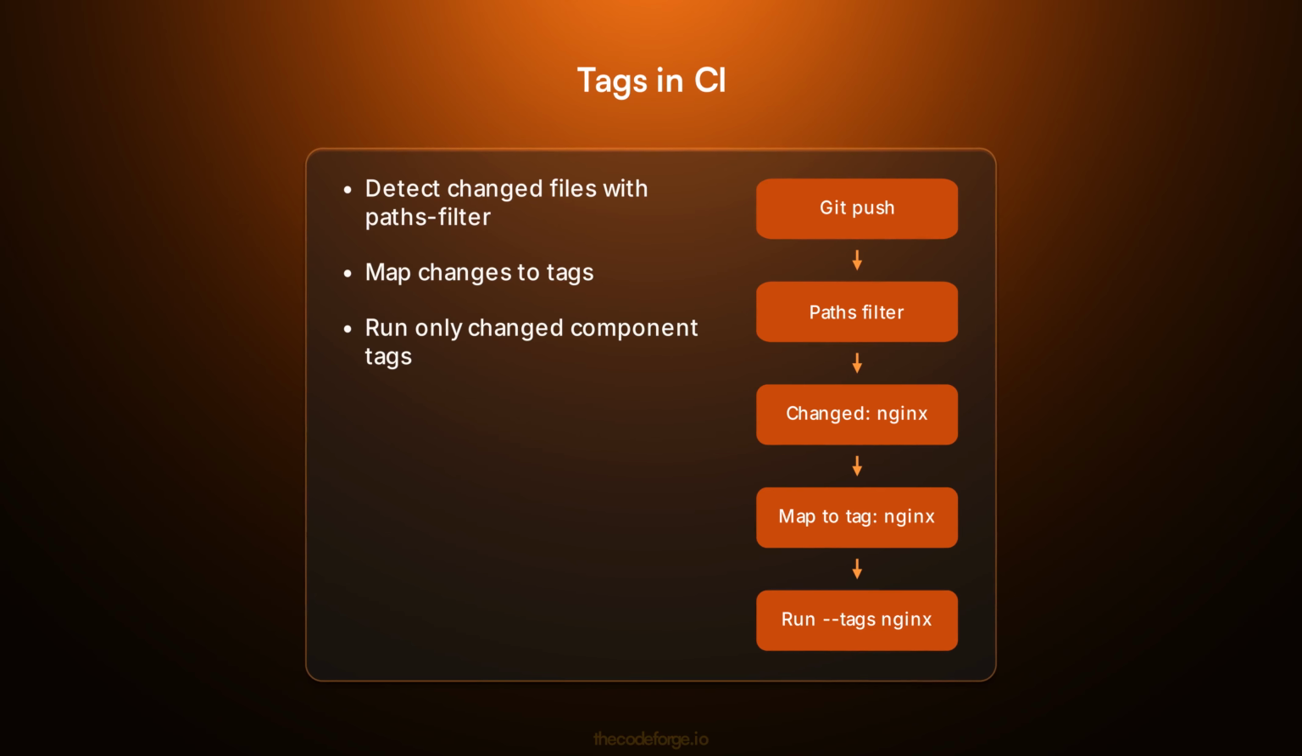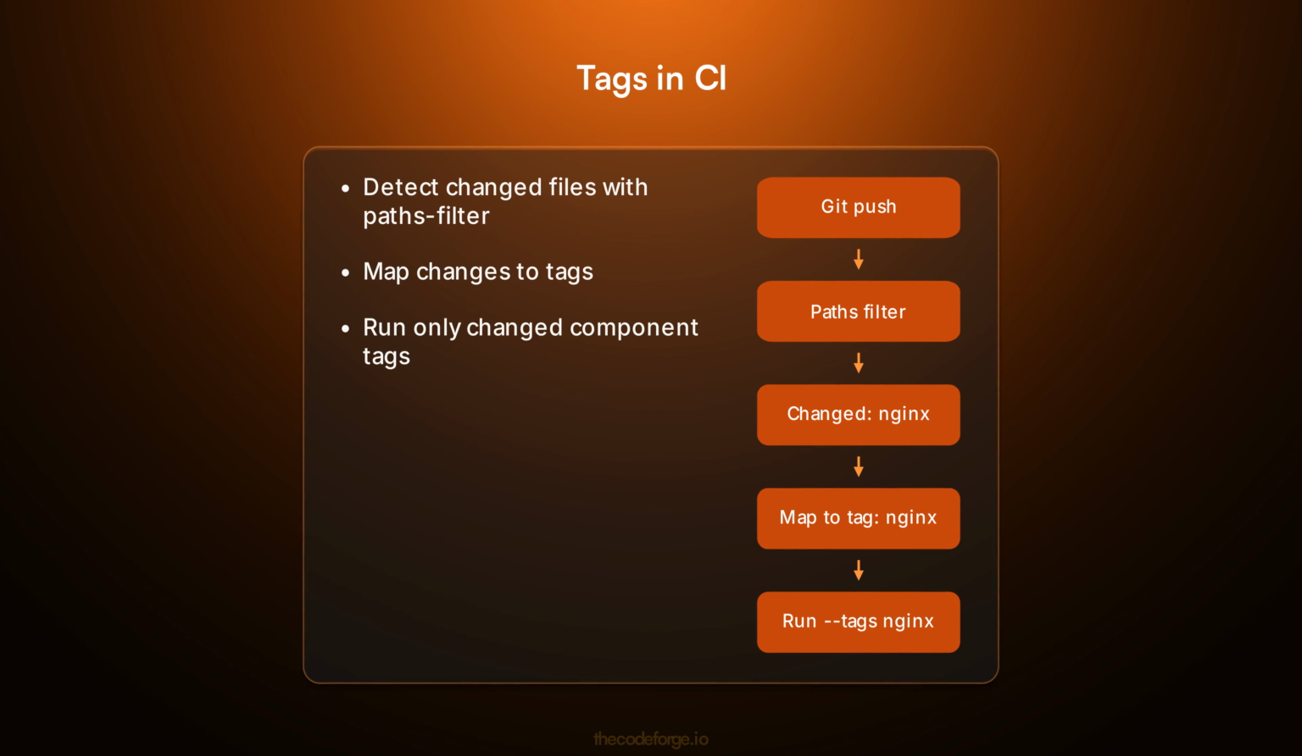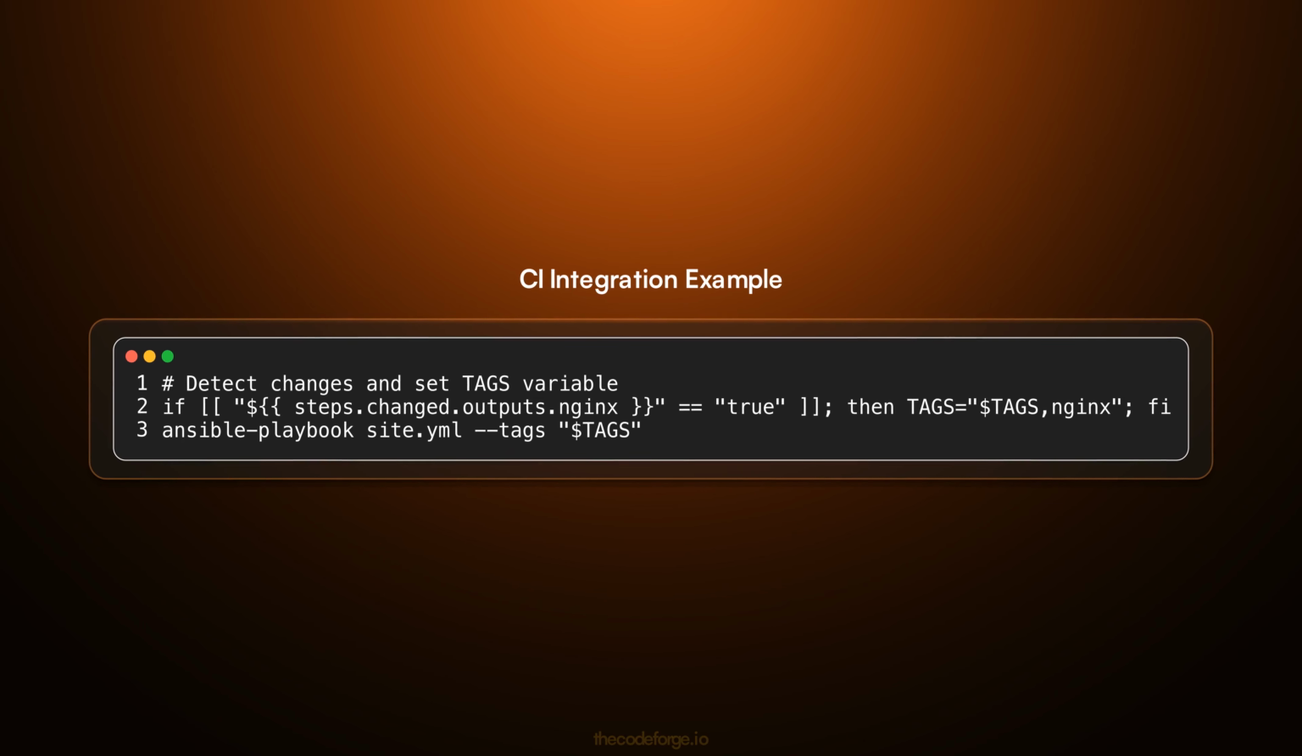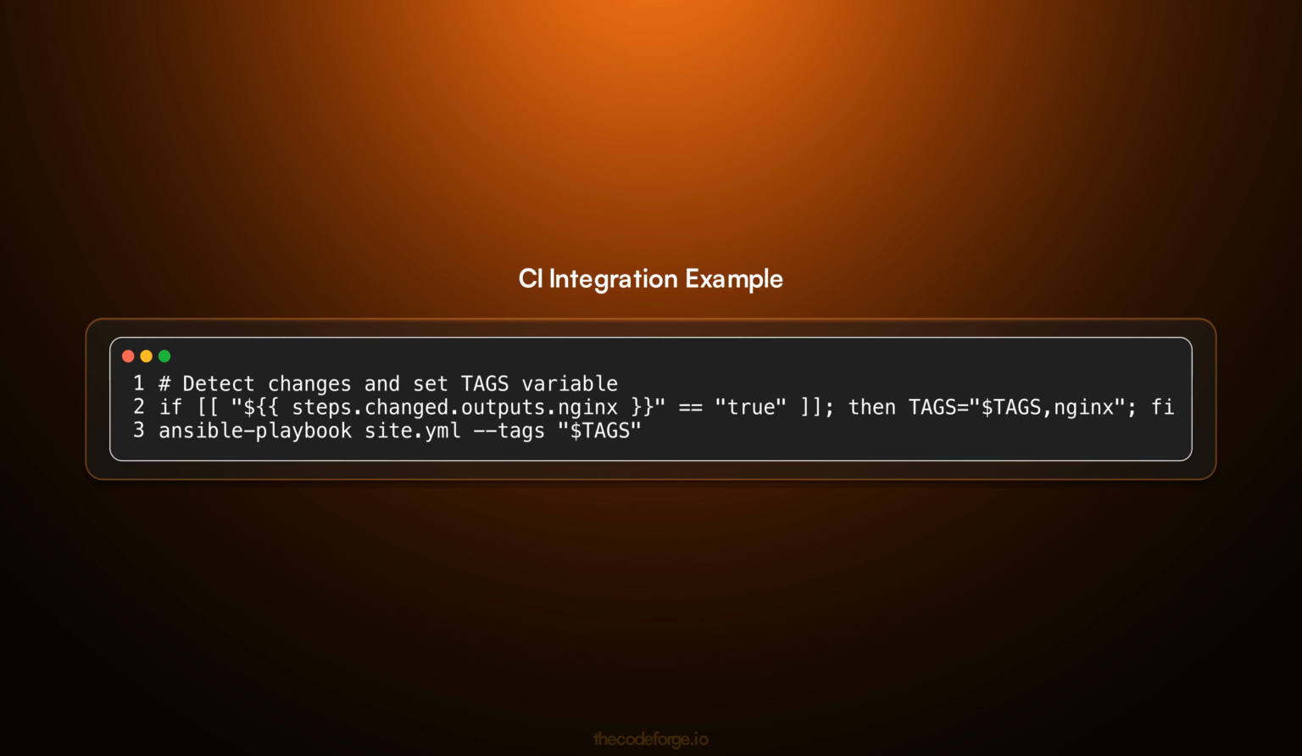In CI, you can detect which files changed and map them to Ansible tags. This way, you run only tasks related to changed components, drastically reducing pipeline time. This GitHub Actions snippet builds a comma-separated tag string based on changed files and passes it to ansible-playbook.